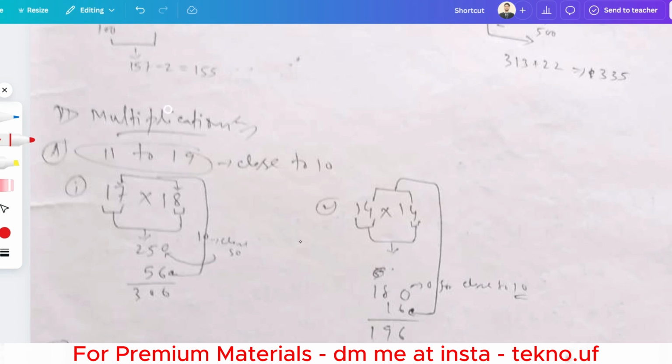So, 11 to 19. For this range, what will be the shortcut tricks?